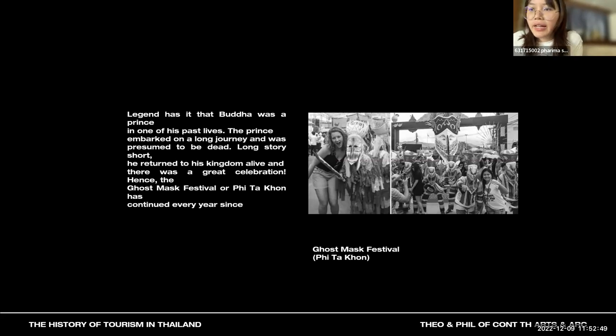This one is Ghost Mask Festival or Pai Tha Khon. Legend has it that Buddha was a prince in one of his past lives. The prince embarked on a long journey and was presumed to be dead. Long story short, he returned to his kingdom alive, and there was a great celebration, hence the Ghost Mask Festival to Pai Tha Khon has continued every year since.